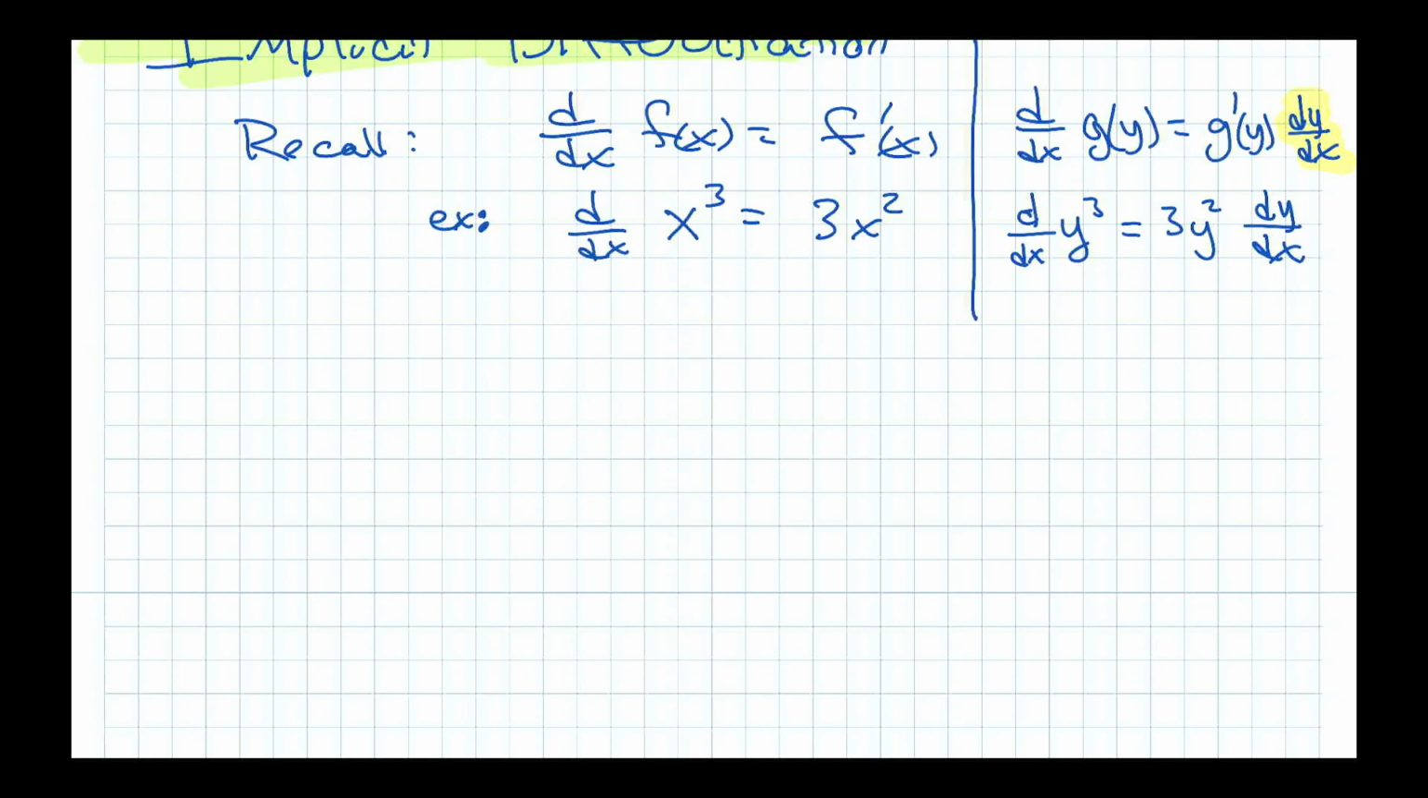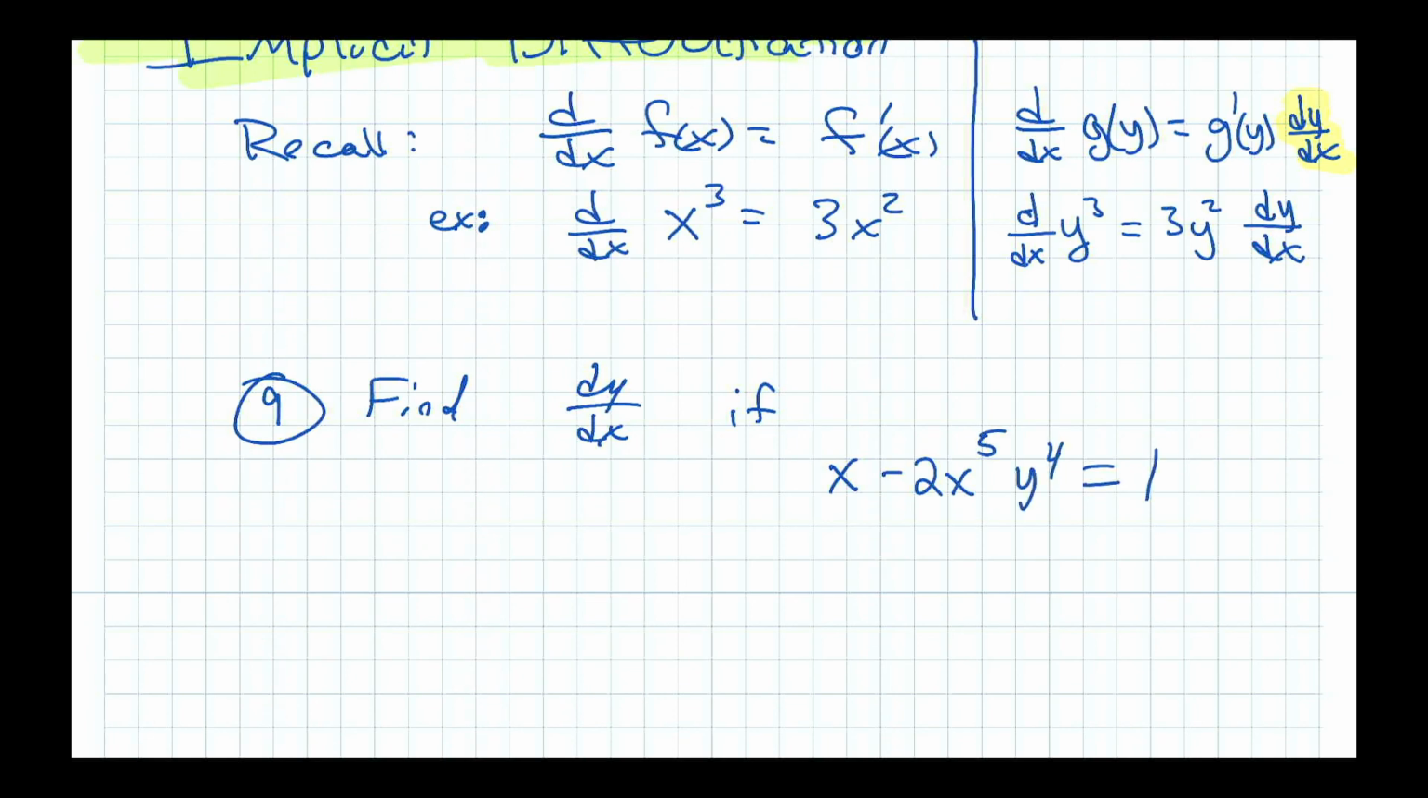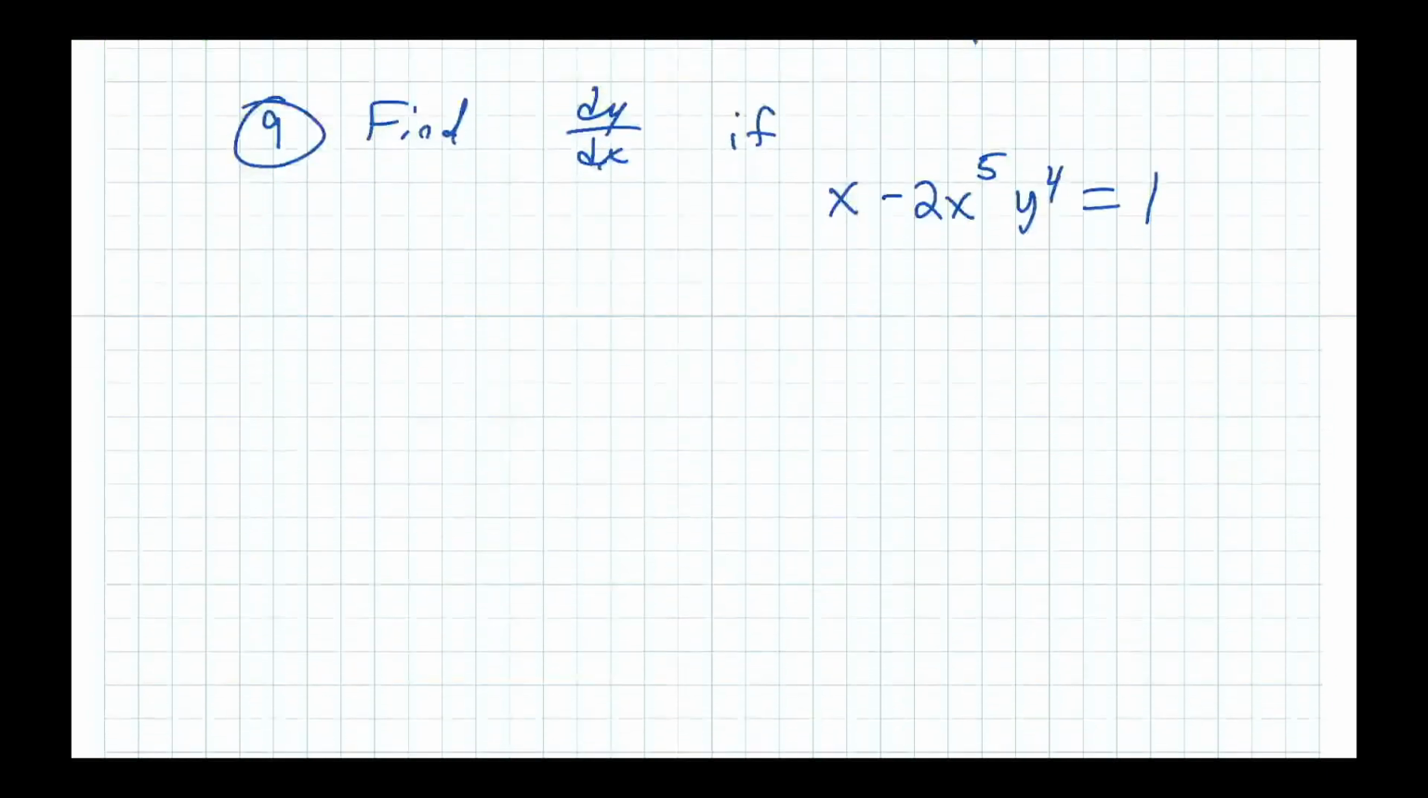So let's just do the problem. I think we're on problem 9. The problem says find dy/dx if x minus 2x to the 5th y to the 4th equals 1. Okay? And you have to type in what dy/dx is.